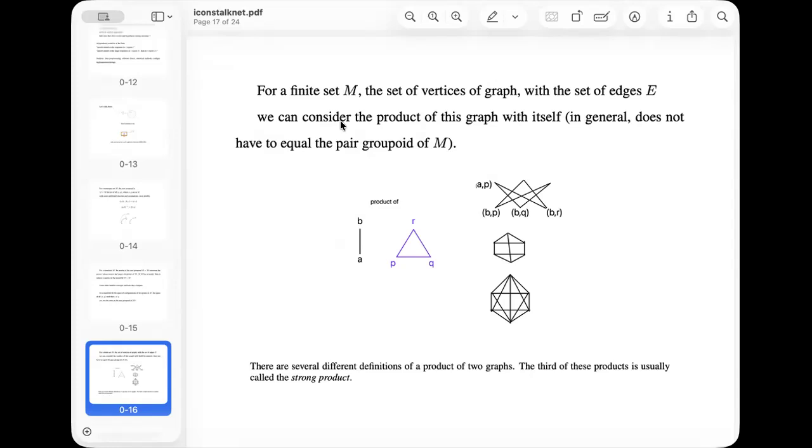In this picture, I show three different definitions of a graph product applied to the product of the graph on two vertices and the triangle graph. We get three possible outcomes. Each is a graph with 6 vertices. The first one is the direct product of graphs. The one at the bottom is usually called the strong product of graphs.